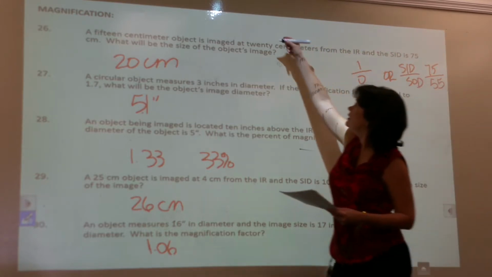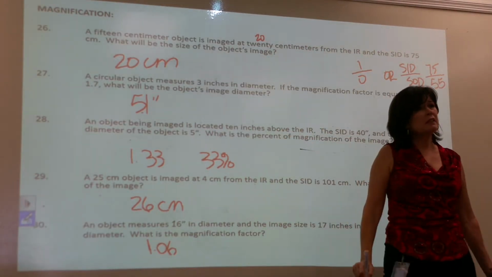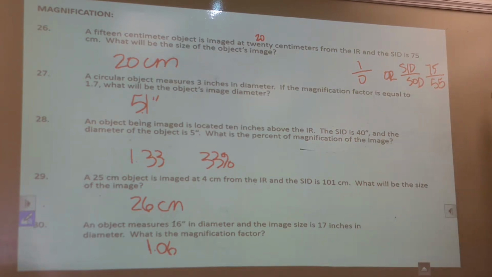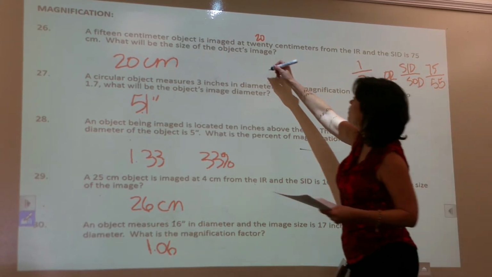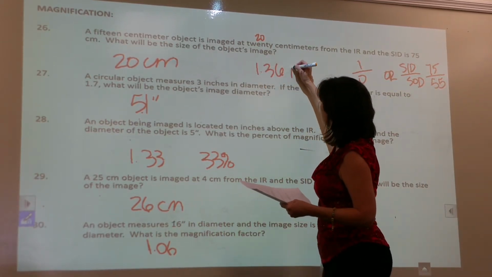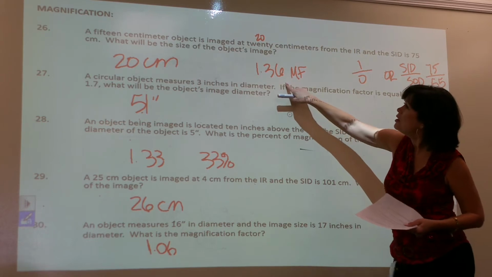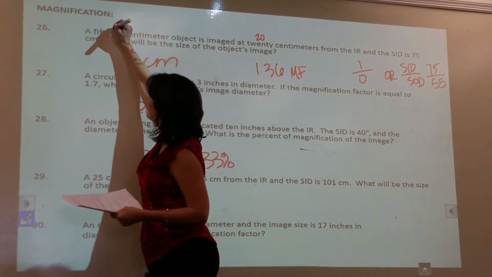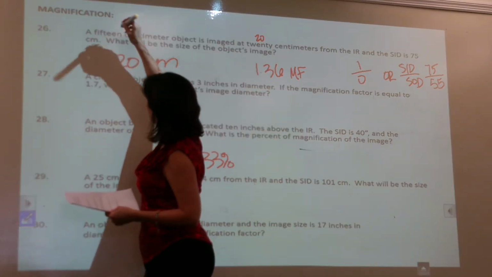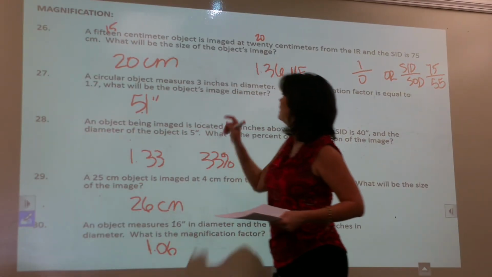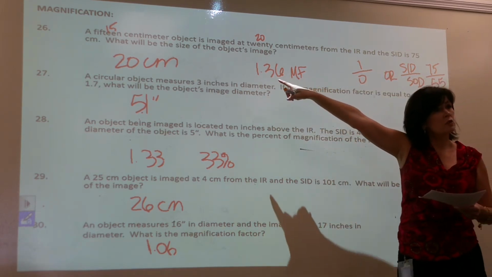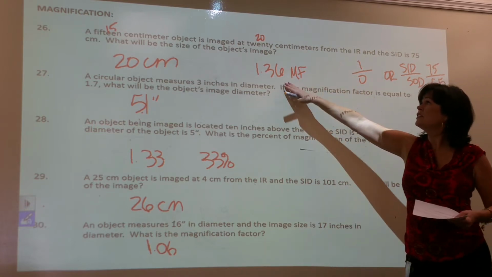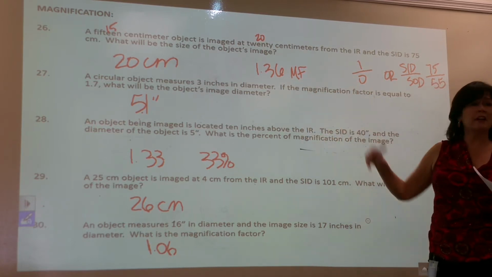75 minus 20. Are you with me? Okay, so make sure, and then once you find that, what is 75 divided by 55? 1.36. 1.36, thank you, is the magnification factor. What do you do with that? Multiply that by 15. And you should get that size. You should get 20 centimeters. If I asked you what is the percentage of magnification, you would say 36. And then if I asked the magnification factor, you already have it.